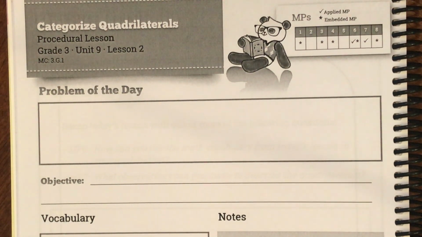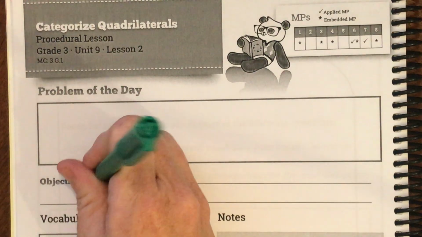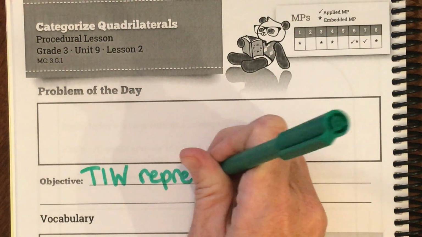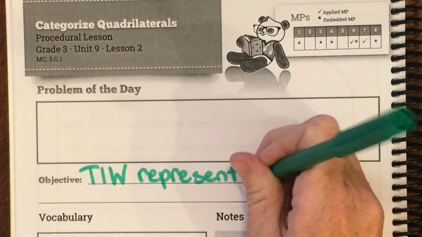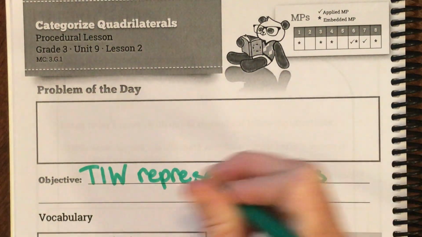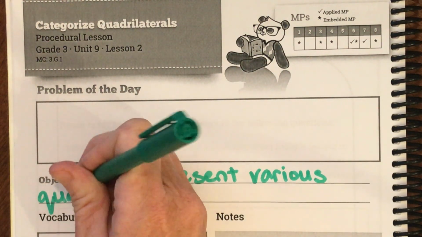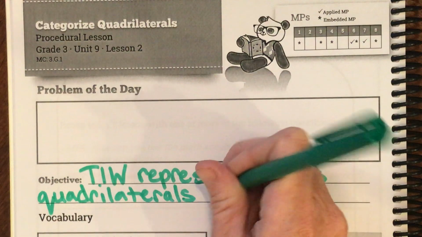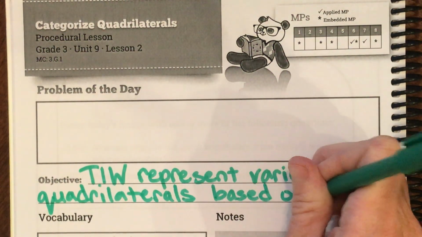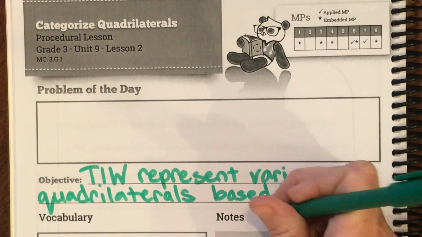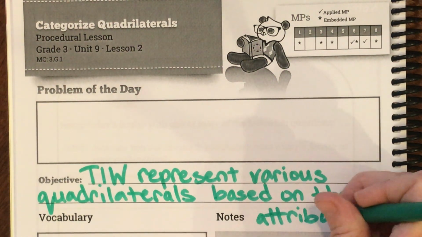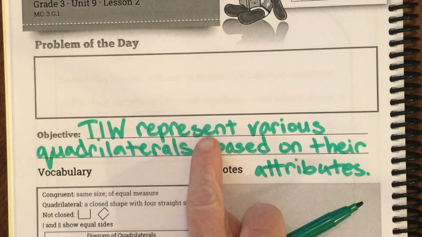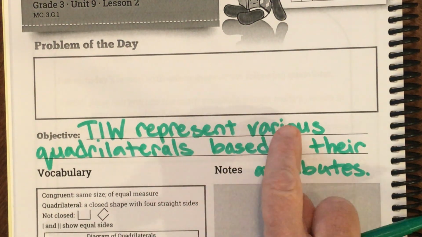We're on page 7, and today's objective is: today I will represent various quadrilaterals based on their attributes. Okay, so I'll give you some time to copy that. So today I will represent various. Represent various means show different ones.